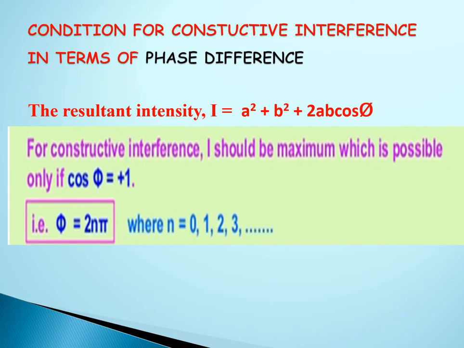Now, the same thing we have studied in the previous class, I have written the condition for constructive interference in terms of phase difference. The resultant intensity is equal to a square plus b square plus 2ab cos phi. For constructive interference, the intensity should be maximum. For this to be maximum, cos phi should be equal to plus 1. So phi should be equal to 2n pi, where n is equal to 0, 1, 2, 3. Why have I written this? Because we have to connect phi and x.